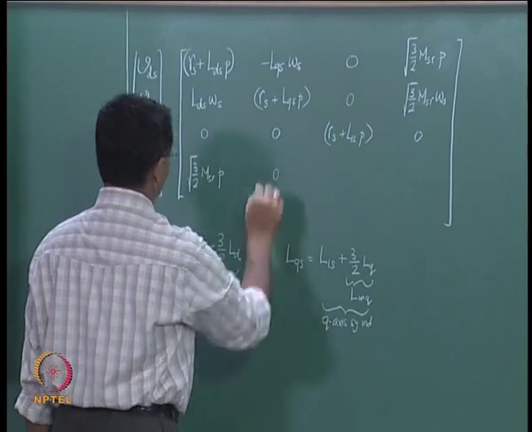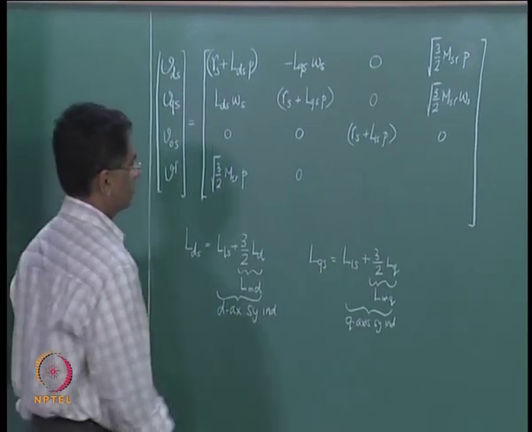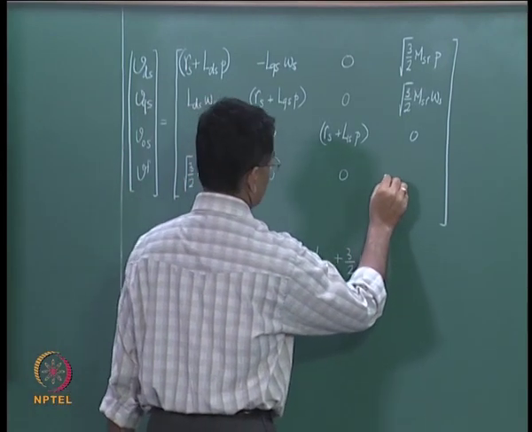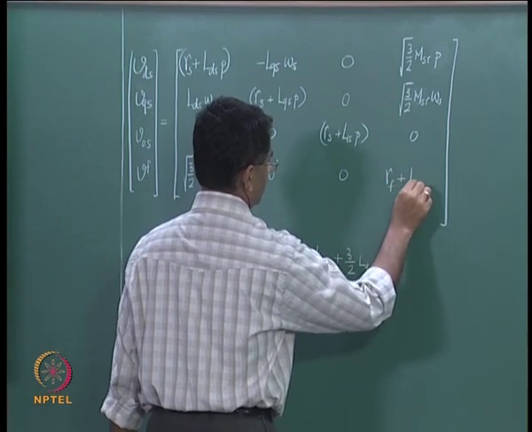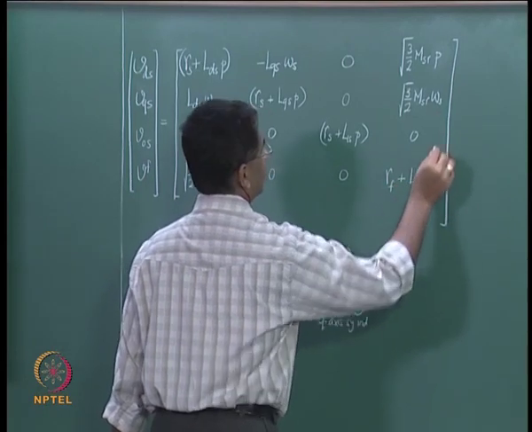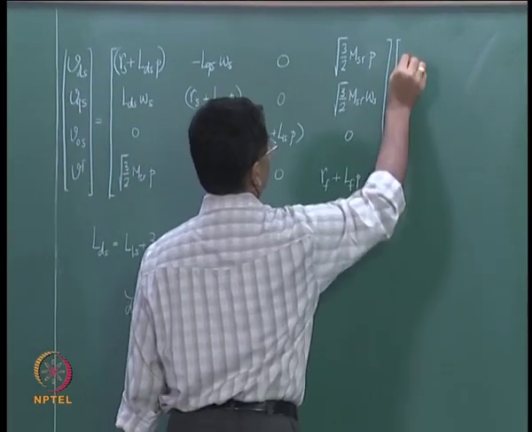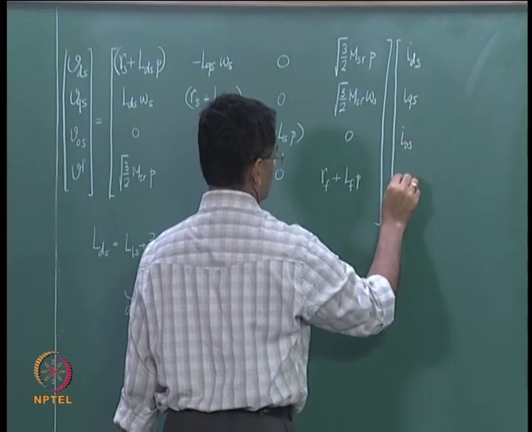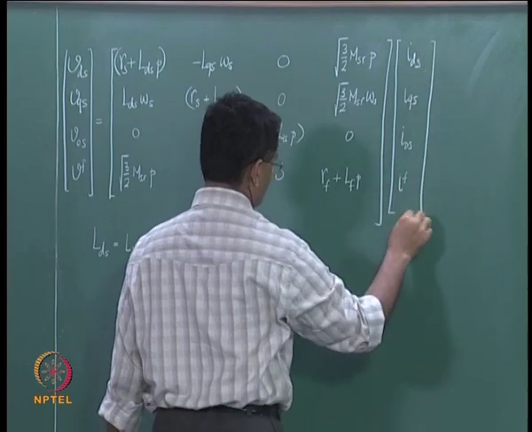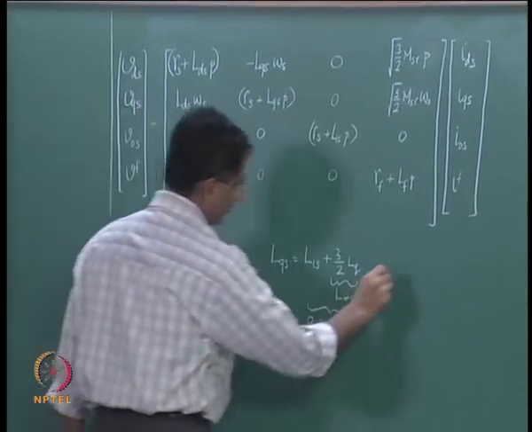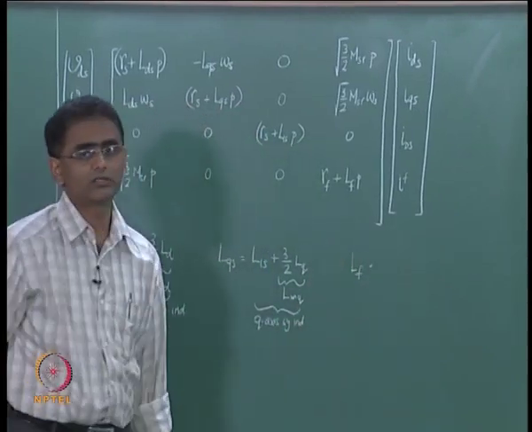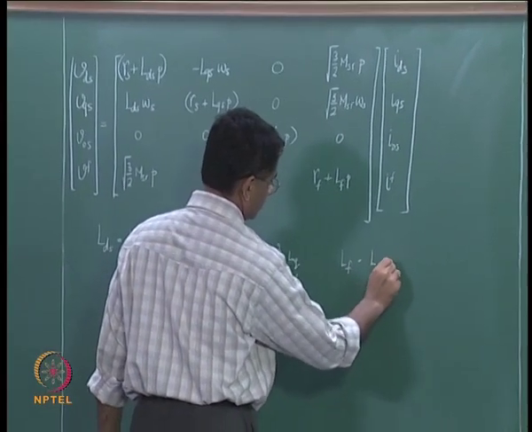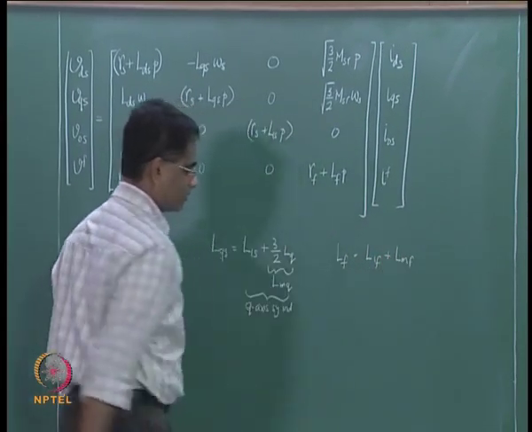There is no speed EMF term because this is not a fictitious coil, and on the 0 sequence term there is nothing here, and then you have Rf plus Lf into P. So this matrix multiplies Ids, Iqs, I0s and I field, where Lf is the self inductance of the field on the rotor, that consists of a leakage inductance and a magnetizing inductance of the field.